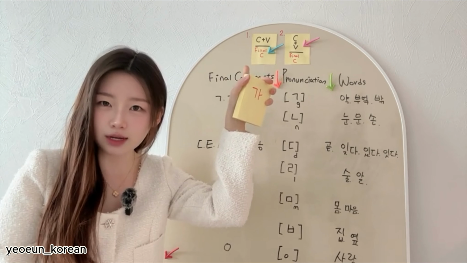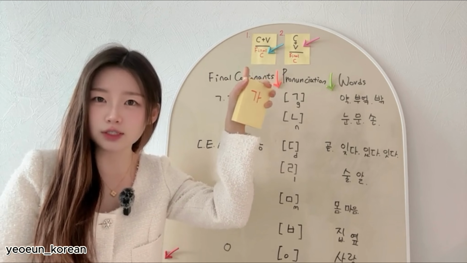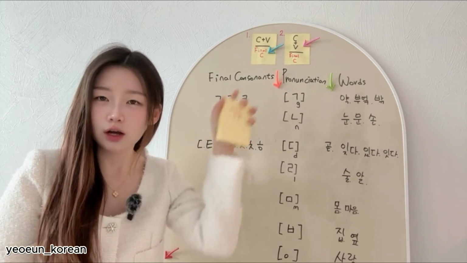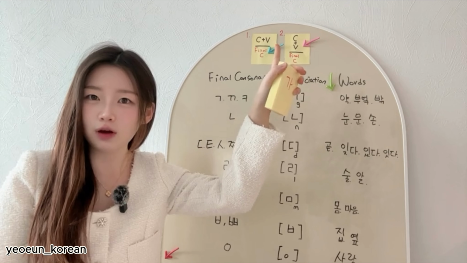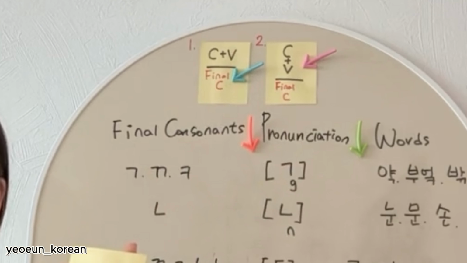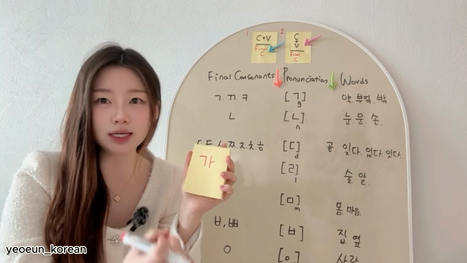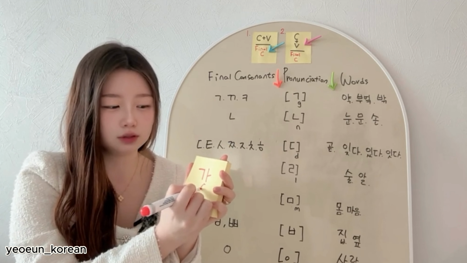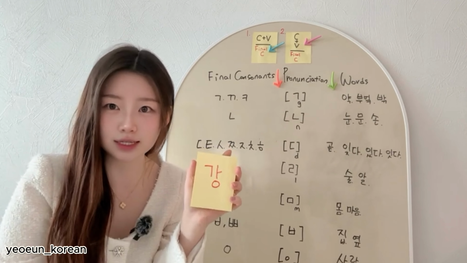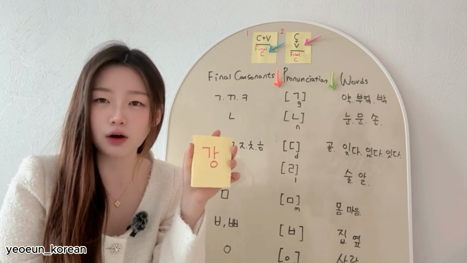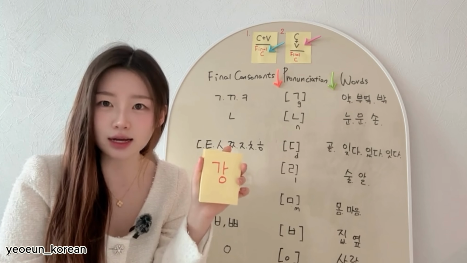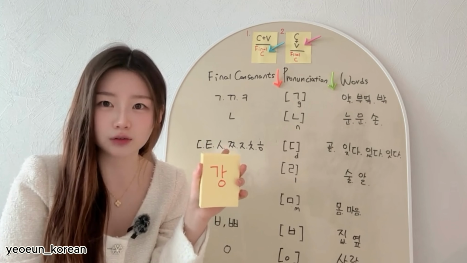So the first thing, we're going to write the final consonant under the consonant and vowel. So here, we're going to write a final consonant under this letter. Let's put the ng sound. So I'm going to write a word like this. It became 강, which means a river in Korean.